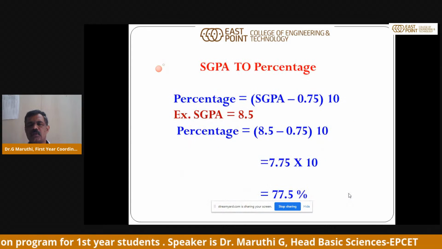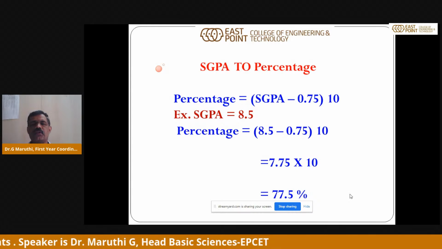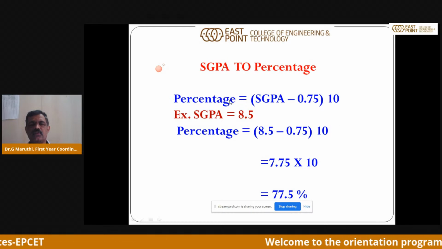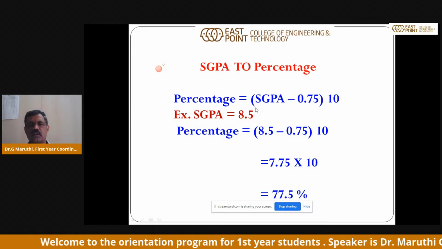But generally some companies will ask for SGPA, some companies will ask for percentage. Then how do you calculate percentage? There is a formula for converting this SGPA into percentage. So percentage is equal to SGPA minus 0.75, into 10. Okay, this is the formula.